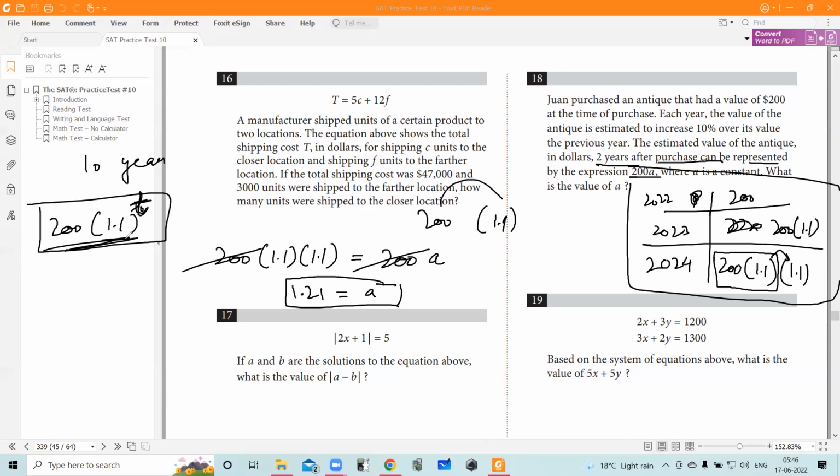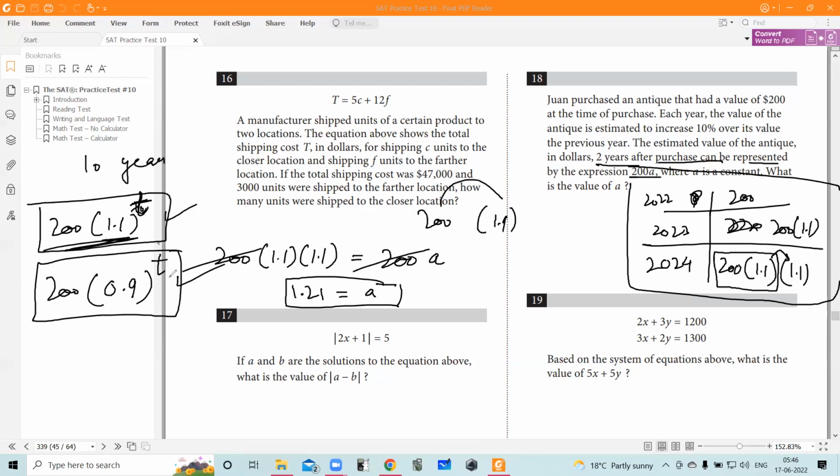Now, this is the case for increase. But if the antique is decreasing every year by 10%, it's 0.1. It'll be like 1 minus 0.1. That'll be 0.9. You're multiplying 200 with 0.9. And if you're checking it after t years, it'll be like 200 times 0.9 raised to the power t. Think about it. Yeah, it makes sense.